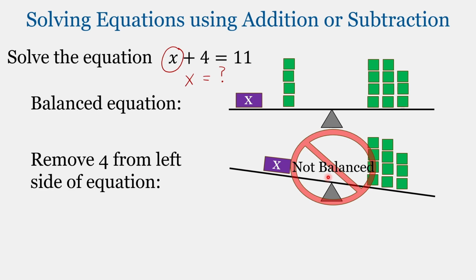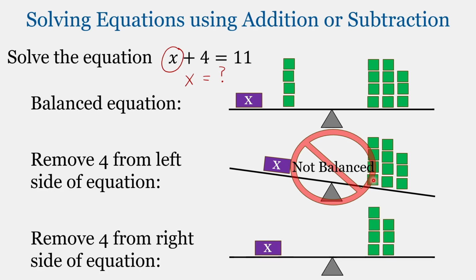But now our equation is no longer balanced. We took 4 away from the left, but did nothing to the right. In order to keep the equation balanced, we also have to remove 4 from the right side of the equation. And now our equation is balanced. We have x on one side and 7 on the other. X equal to 7 is our solution.